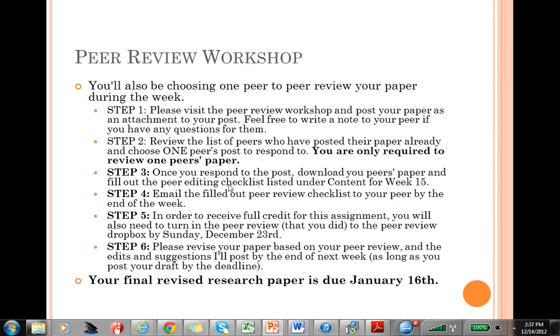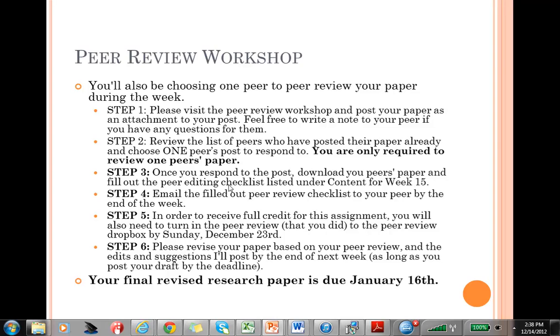Everyone will have a peer review worksheet, which you'll find under content for week 15, that will be a checklist to go by as they go through a peer review. But if you have other special requests, you can put those in. Second step is to review the list of peers who have already posted their paper and choose one of the peers' posts to respond to. Immediately hit respond and say, "Hello, I'm going to review your paper," and then download their paper and review it. You are only required to review one of your peers' papers.